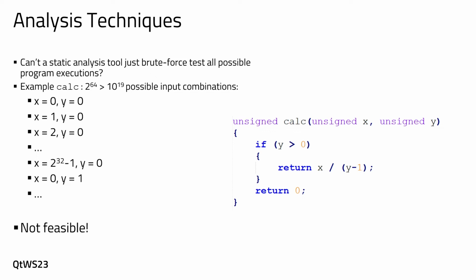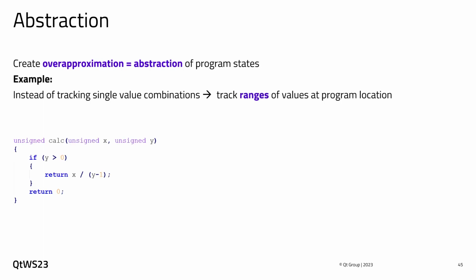What the tools do is they apply certain techniques, and I just want to show you one of these techniques that static analysis tools use, which is abstraction. Abstraction, as always, is a very overloaded term. What this means here is we over-approximate program states. We do not look at the single program configuration or program state. We try to sum them up into larger abstract states. So instead of tracking single value combinations of x and y, let's just track ranges of values at certain program locations.